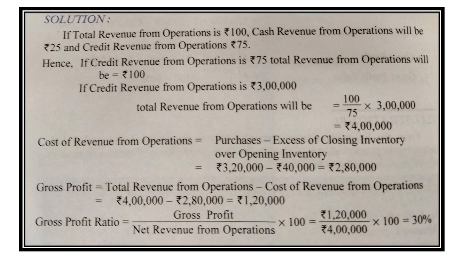The amount of gross profit is rupees 1 lakh 20,000. Cost of revenue from operations, or cost of goods sold, is 2 lakh 80,000. Total revenue from operations is rupees 4 lakh. For finding gross profit, cost of revenue from operations is subtracted from total revenue from operations. Means we subtracted the cost from sales and we got the profit.